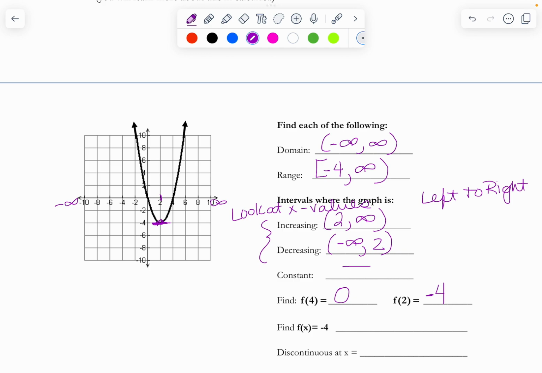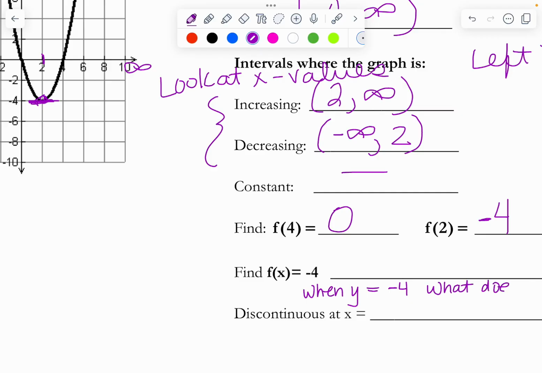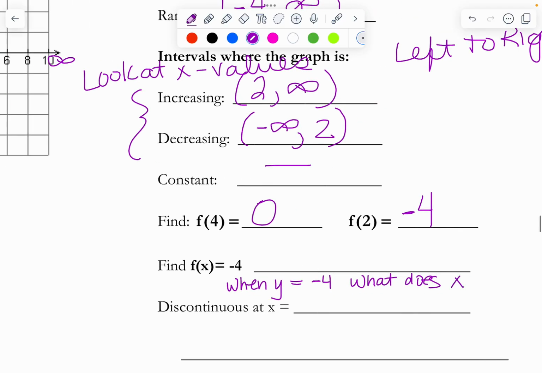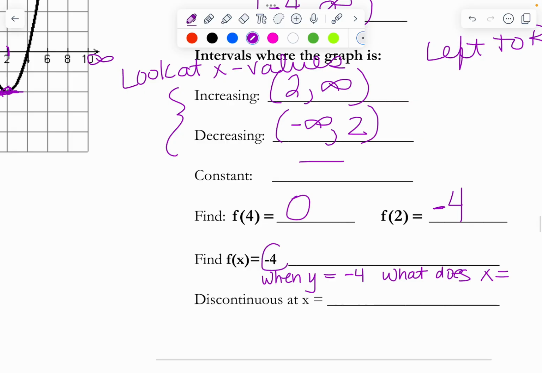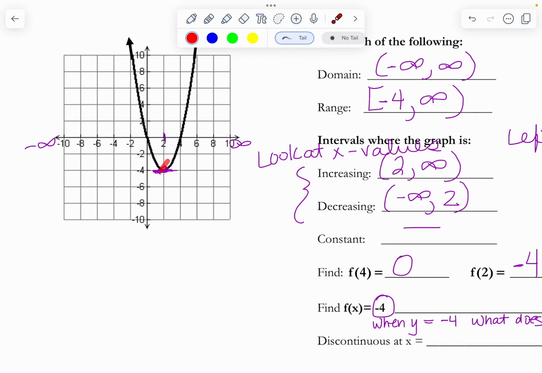Now this is doing the opposite. This is saying, okay, when y equals negative 4, what does x equal? That's what that's asking you. This is giving you your y. Oh, well, we just actually talked about that. So here I have my y. It's negative 4, and my x equals 2. So I can just write 2.